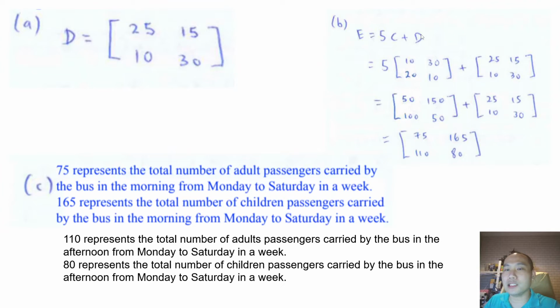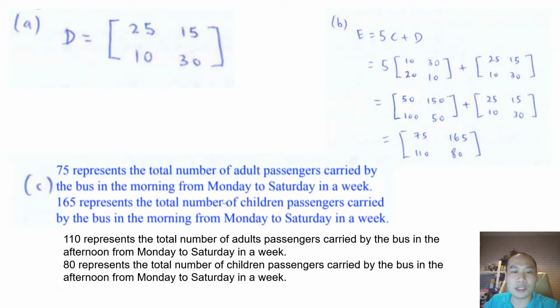So again, since it's just addition, the context and the meaning of the rows and column didn't change. So this 75 and 165 is still for the morning, and the 110 and 80 is for the afternoon, right? So you can see here morning for 75, morning for 165, afternoon for 110, afternoon for 80. Okay, and then the left column is for adults. So 75 and 110 is for adults. So 75 here you see adult, right? 110 you see adult, and then 165 and 80 is for children. So 165 you see children, then 80 you see children.